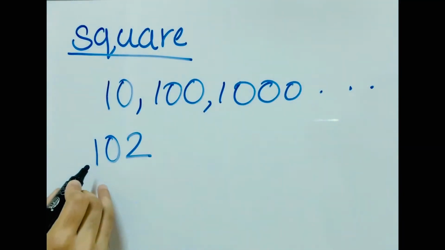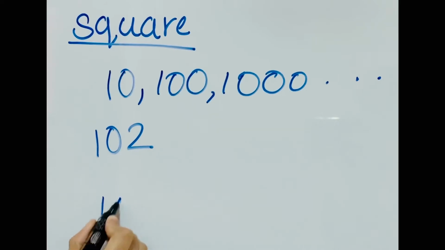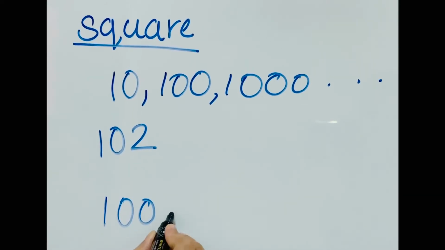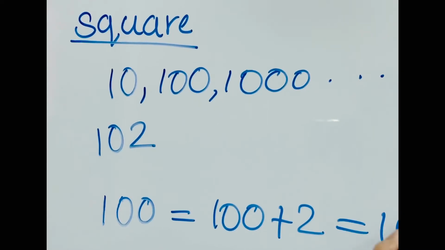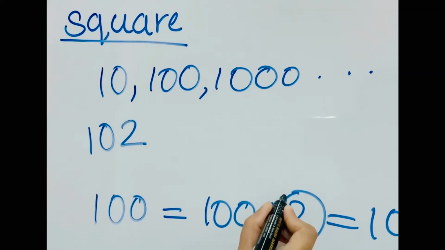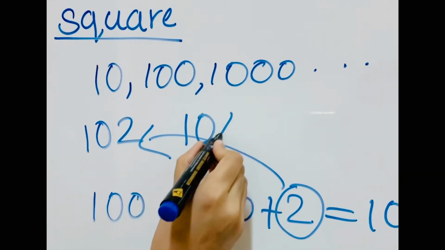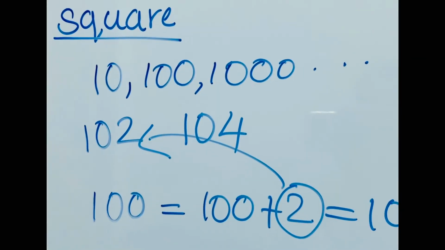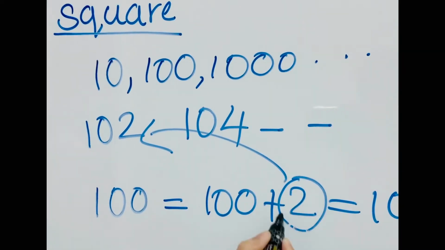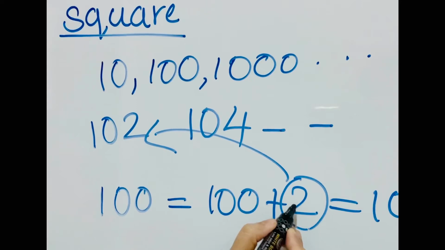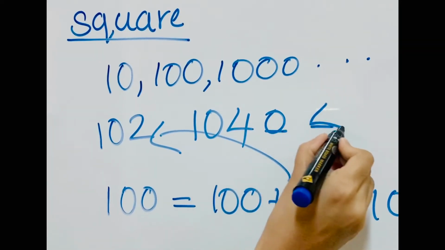Now we can find the square of 102. Here also the base is 100 and the difference is 100 plus 2 is 102. So add this difference to this number: 102 plus 2, 104. Now we need two numbers. Just square the difference. 2 square is 4. But we need two numbers, so we can write it as 04.